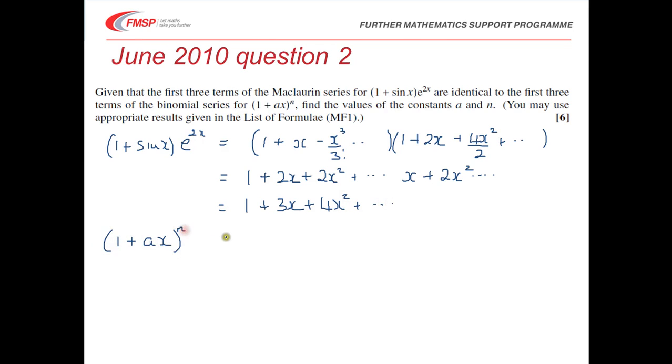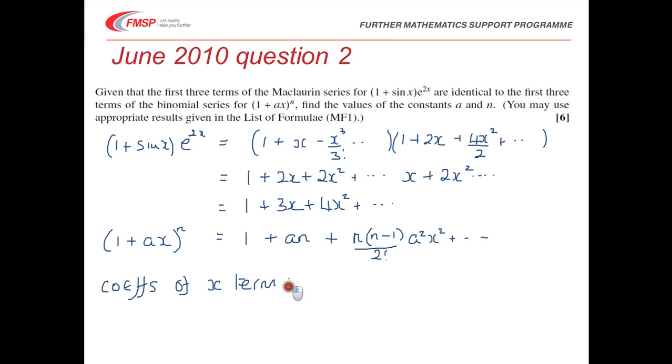We're going to find the first three terms in the binomial expansion of (1 plus ax) to the power of n. So that's going to be 1 plus anx plus n(n minus 1) over factorial 2 times a squared x squared, and just be careful there that you remember to square the a. Looking at those two series, we've got a constant of 1 in each of them, so what we now need to do is to look at the coefficients of the x term and the x squared term, because they will need to be the same.